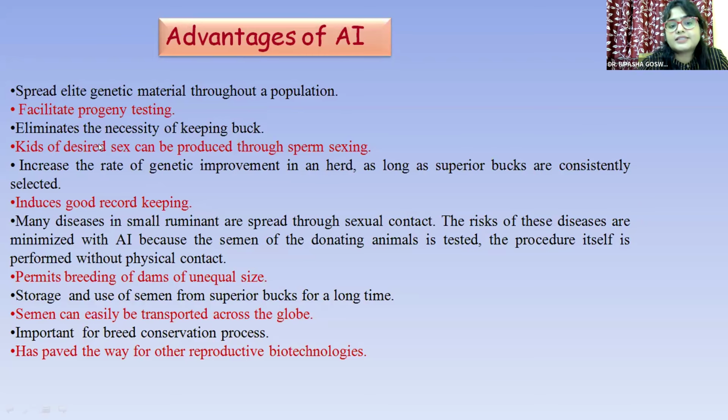Kids of desired sex can be produced through sperm sexing, and it increases the rate of genetic improvement in a herd as long as superior bucks are consistently selected. It induces good record keeping.